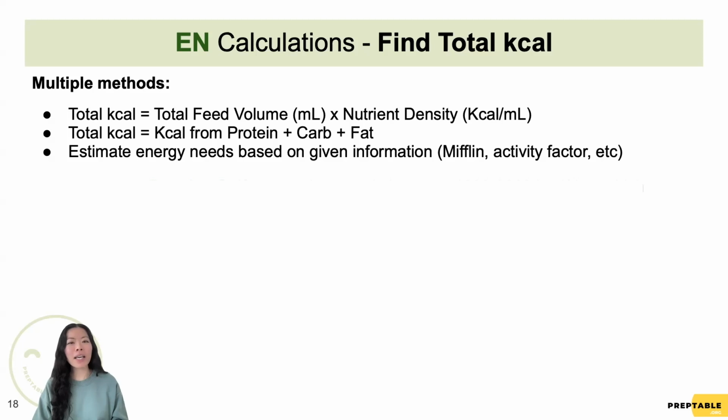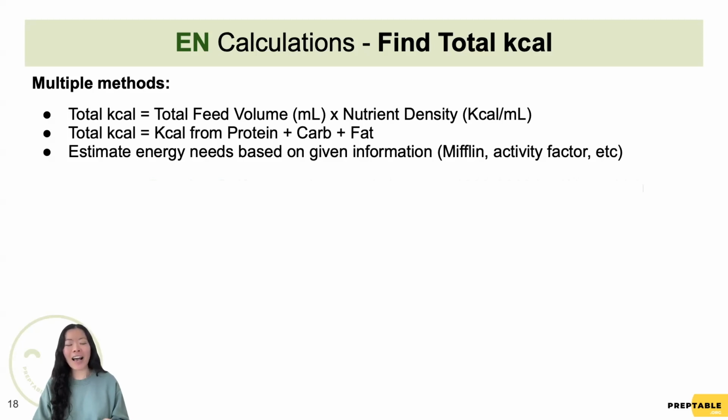Second, you might be given the amount of macronutrients in EN. Once you find the exact grams of protein, carbs, and fat, you can easily calculate the kcal from each macro. Add them all up, and you can find your total kcal. I will go over an example in more detail in the next slide. Lastly, you might have a question where you need to determine the appropriate total kcal based on the patient's estimated energy needs, and then see if the current EN meets his nutritional needs.